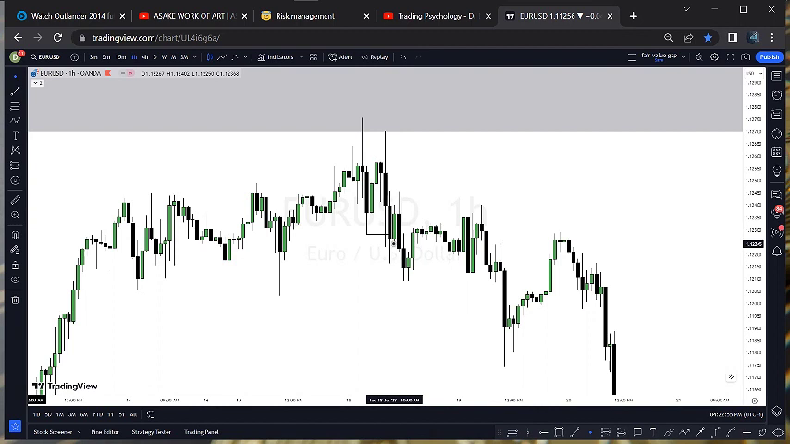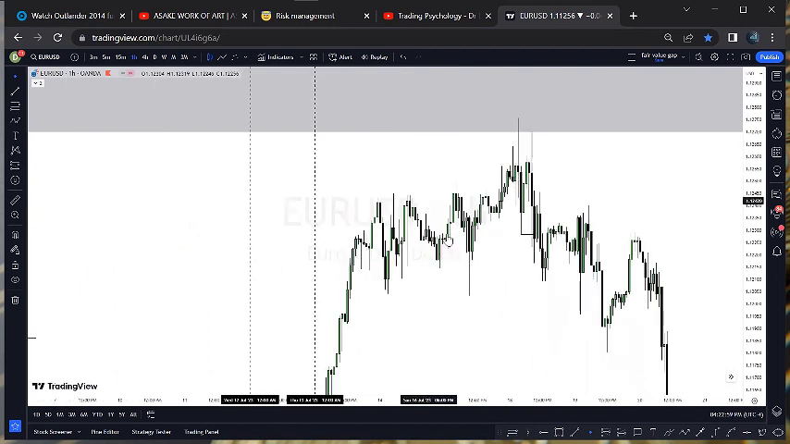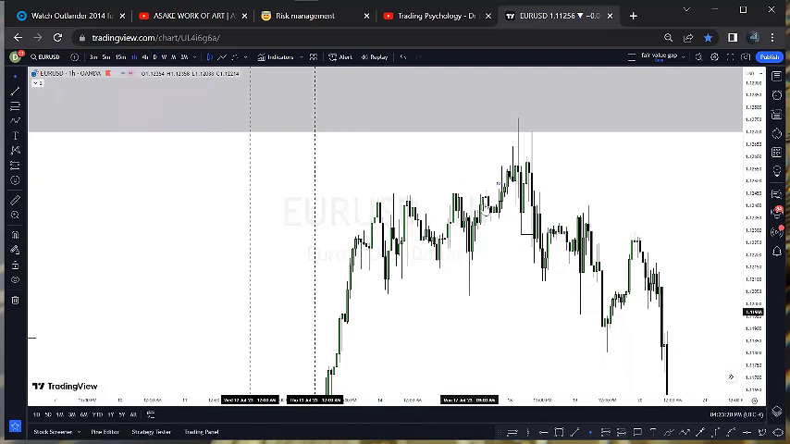Now you should understand, in every valid breaker, there must be a high or a low that is violated. I call that fuck you. That is why on my chart, most times, you would see this. You would see this.